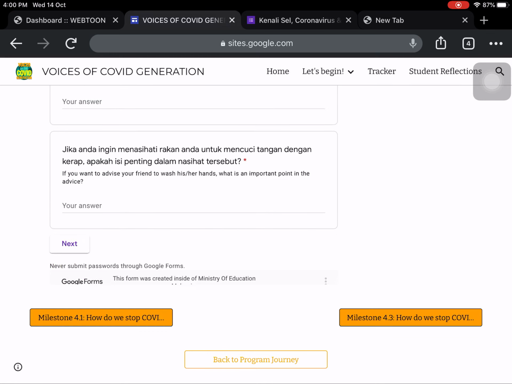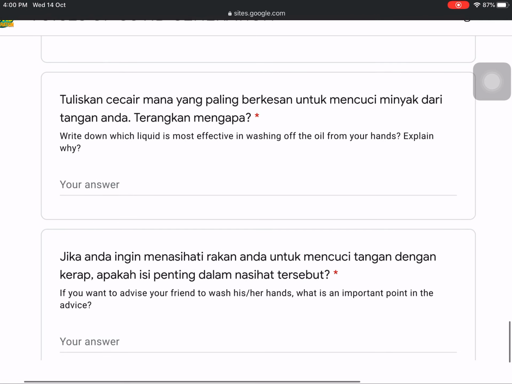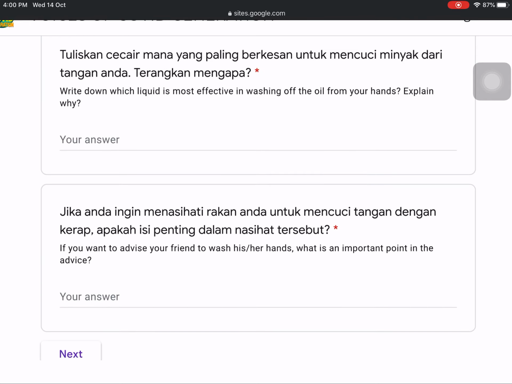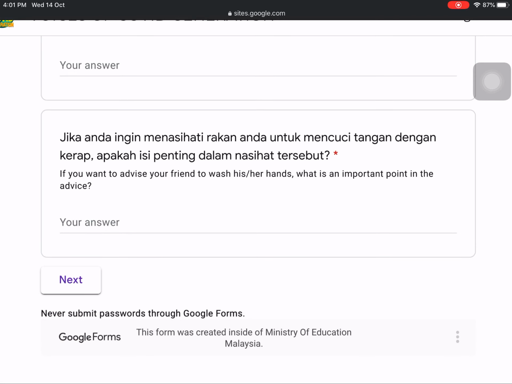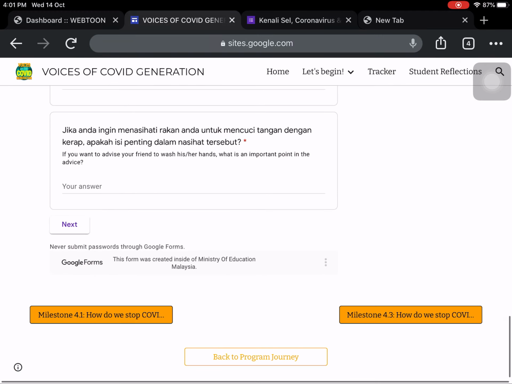Once you're done, finally, write down which liquid is most effective. Again, this is your opinion. You can base it on facts or on your own opinion. Make sure you explain why. Girls, again, please don't give very short answers like lemon juice. Here they say explain why. So write more than just a short answer. Okay, and then here, if you want to advise your friends, what is an important point in your advice? Again, please don't write too short. Feel free to write longer than 2 sentences, a paragraph. The longer for me would be better. Okay, right, once you're done, click next, and then you'll be done with the next activity.